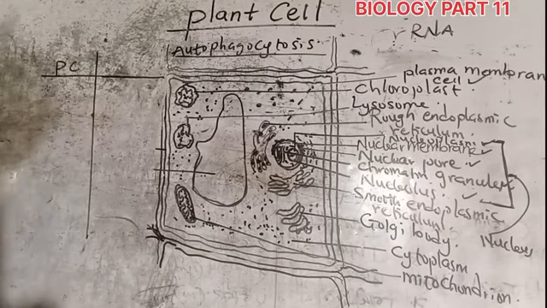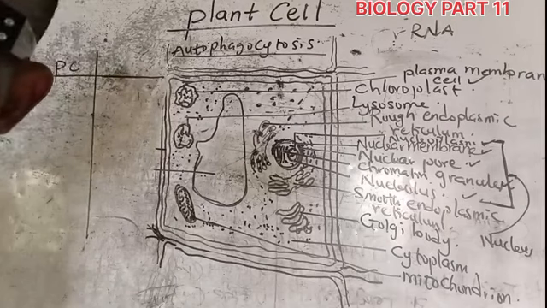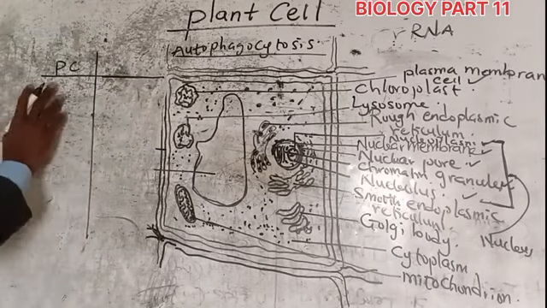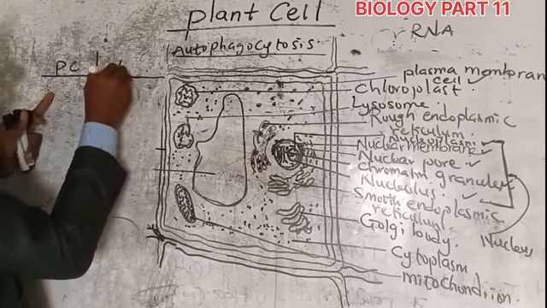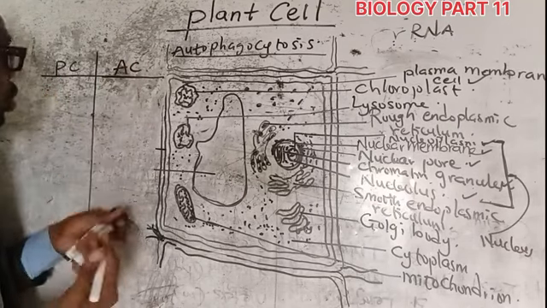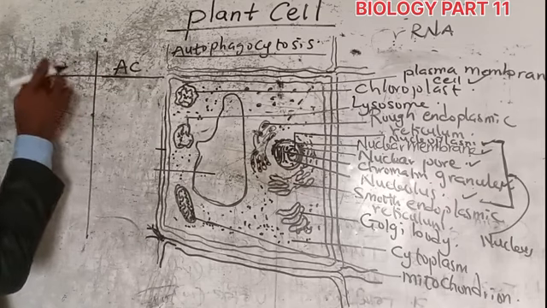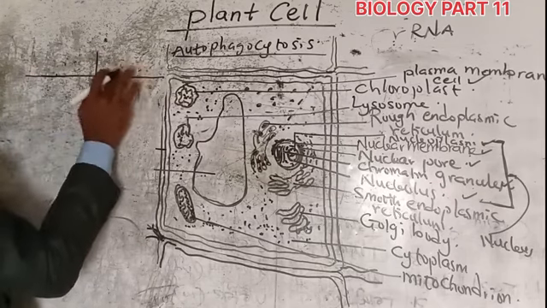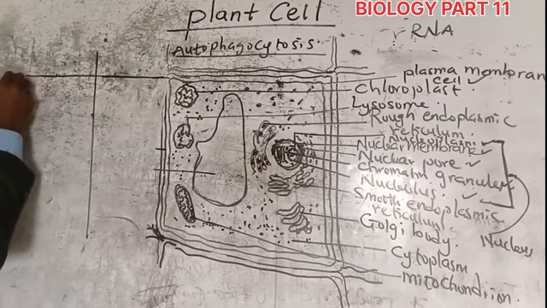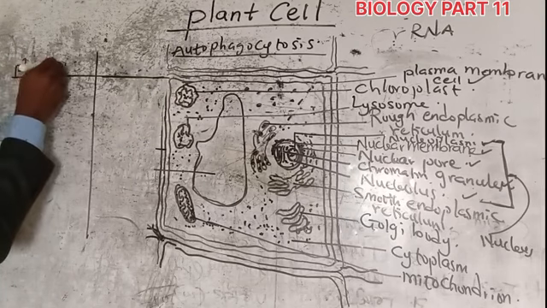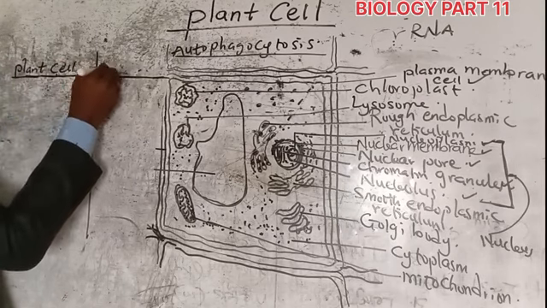Can you see it? You can see. PC for plant cell, then AC for animal cell. I'm just shortening it. Let me write it out for those people, I don't want to assume. We're teaching, so let me do the complete thing. Plant cell here, and animal cell here.